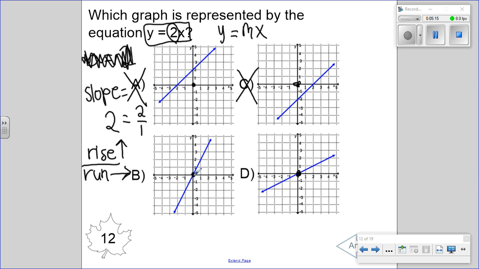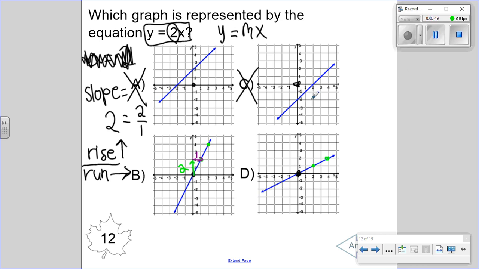From the origin, I need another point to count to. So there's a point on the line there and a point on the line there. I'll go ahead and do those in choice D now. So from the origin, I'm going to count how far I rise and how far I run. I see I need to go up 1, 2, which means I have a rise of 2. Now I need to see how far I need to run or go to the right. I see I need to run 1, so I have a run of 1.